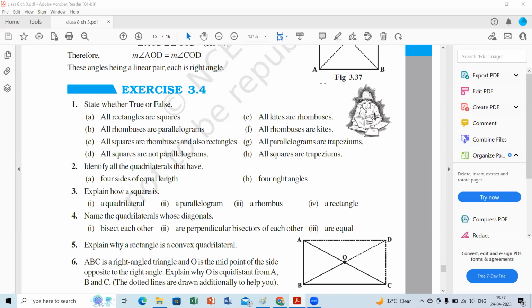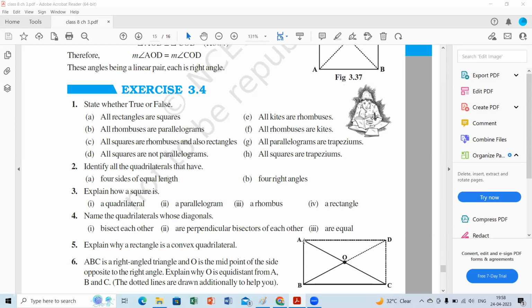Explain how a square is a parallelogram. Because opposite sides are equal and parallel. What about diagonals? Diagonals are equal. They're asking about a parallelogram. What about the diagonals of a parallelogram? They're not equal.